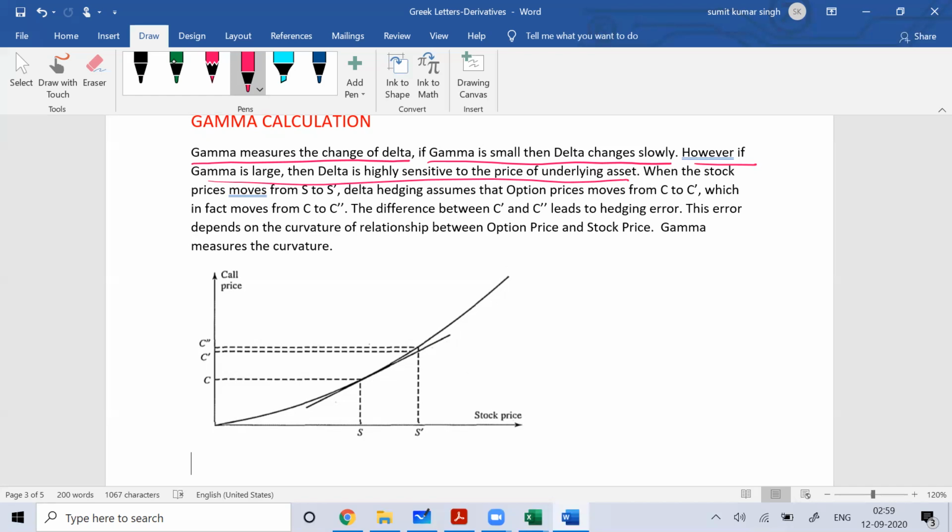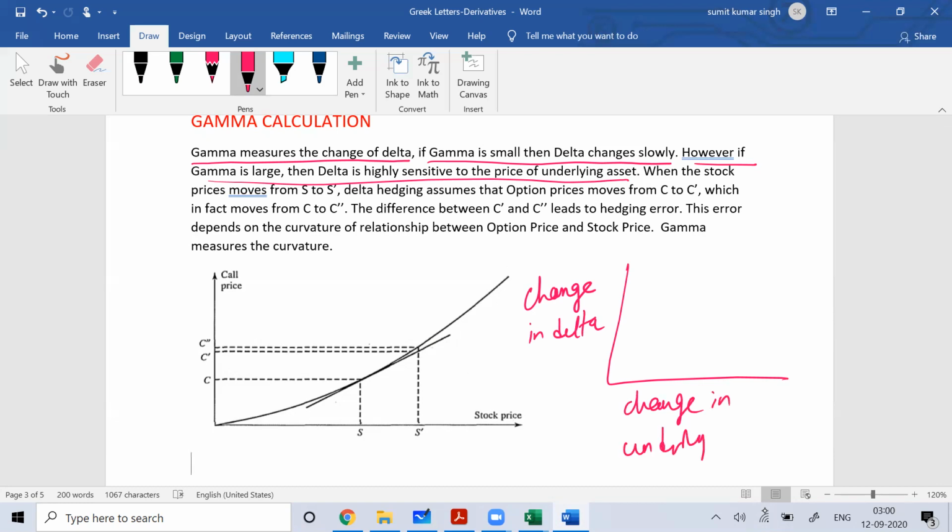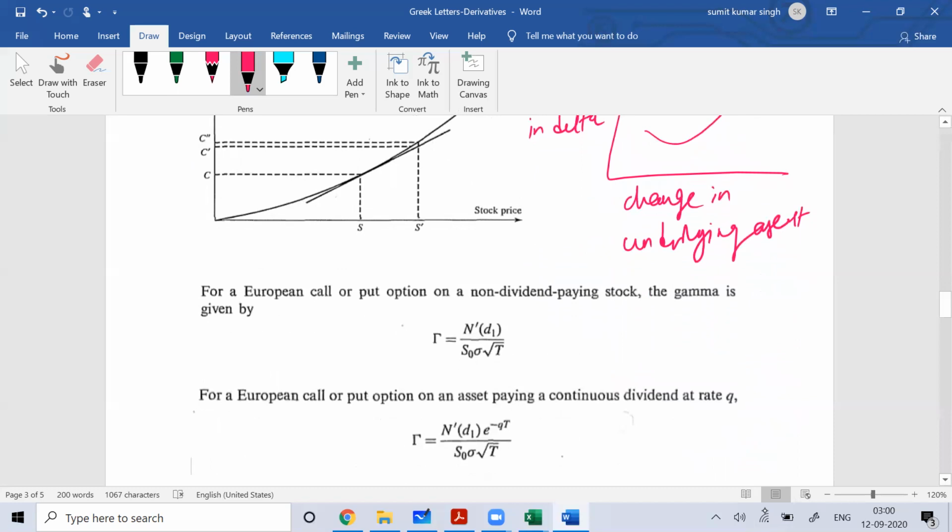So basically, Gamma is the change in delta. Gamma is the second-order derivative of the change in the premium of an option contract with respect to the change in the stock price, or you can say Gamma measures the change in delta with respect to the change in the underlying asset price. So that is what Gamma talks about. That is the relationship we are talking about.